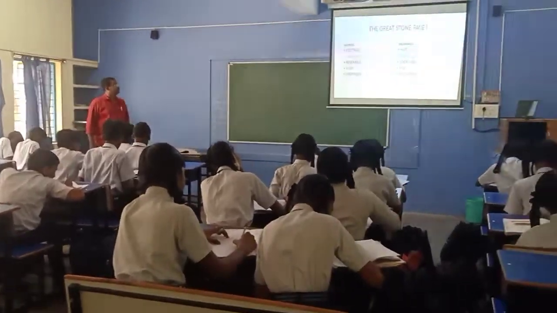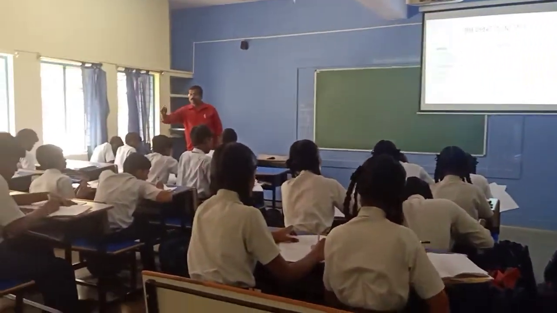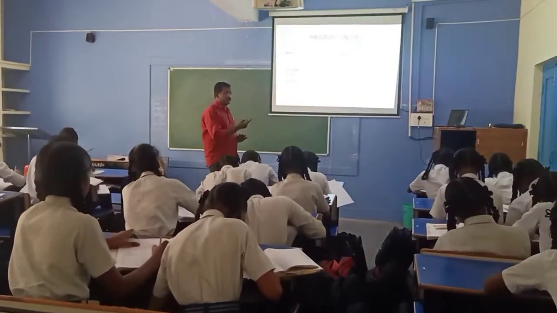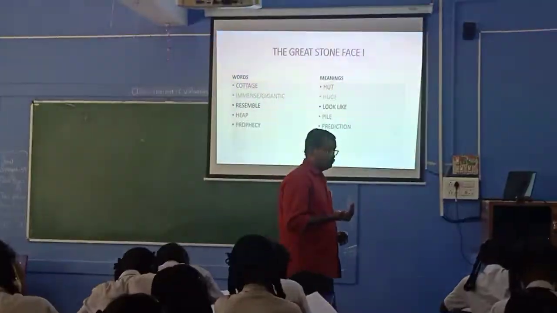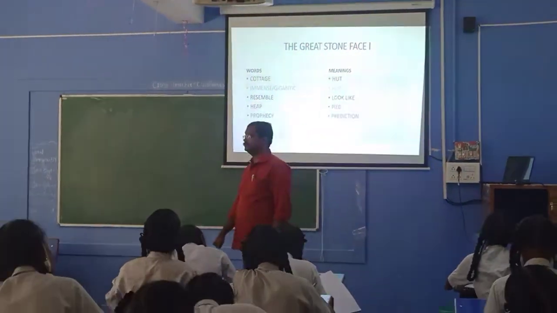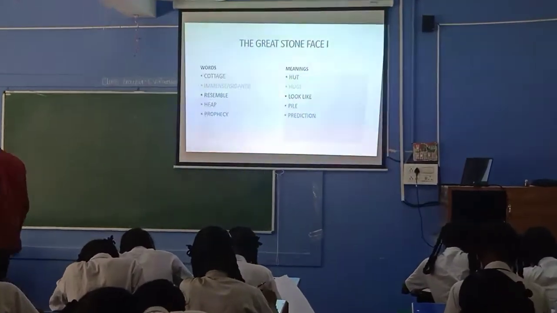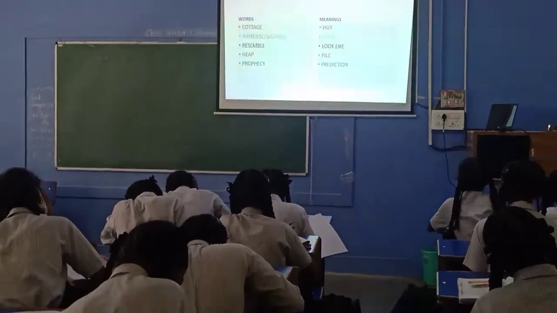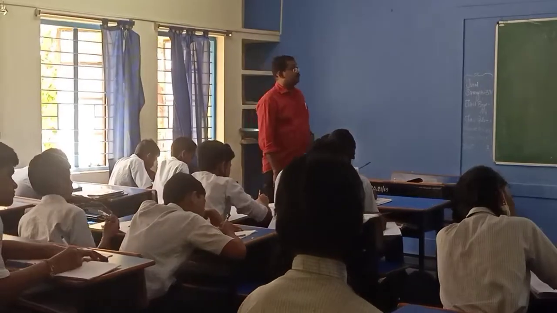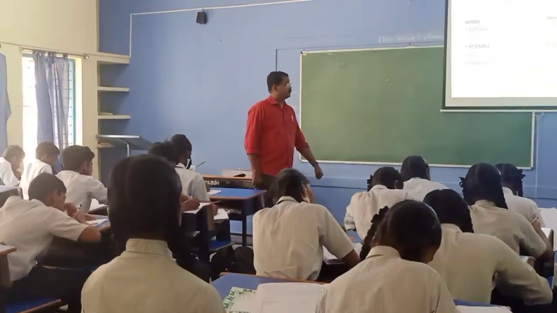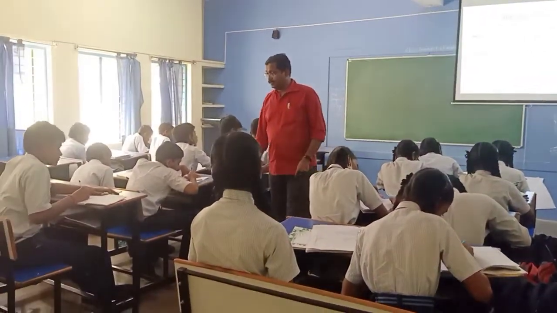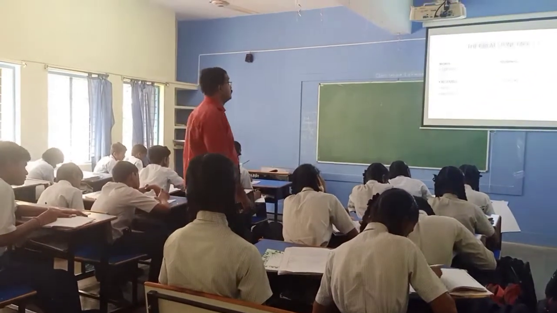The word is water, meaning hot. The second word is immense or gigantic. Both mean huge. The next one, resemble, means look like. Keep, fight. And the last word, prophecy, means prediction.